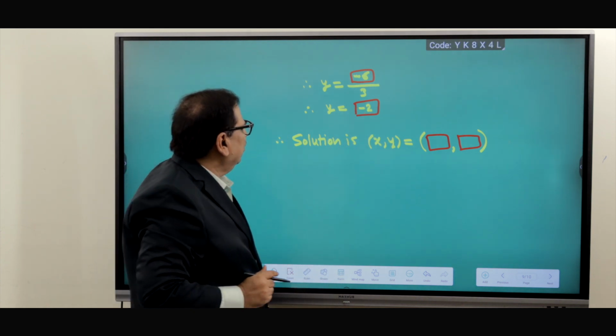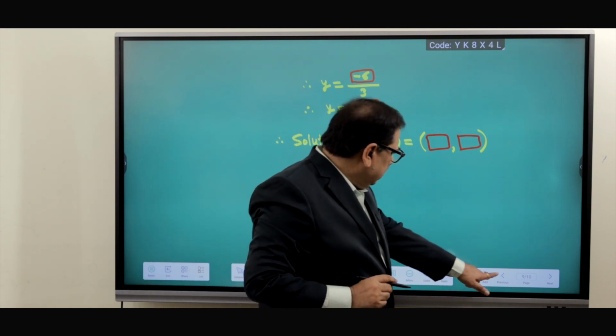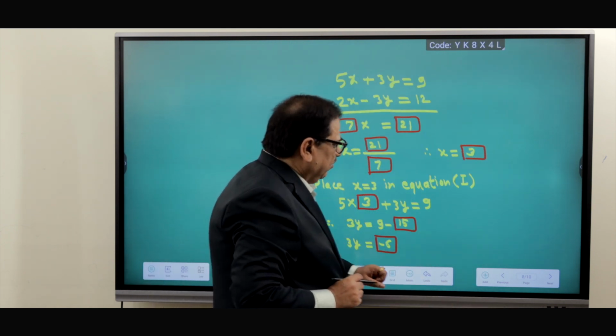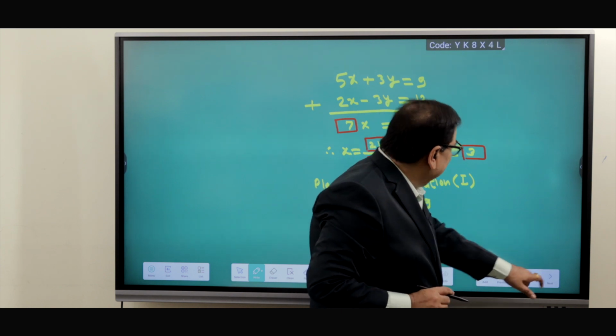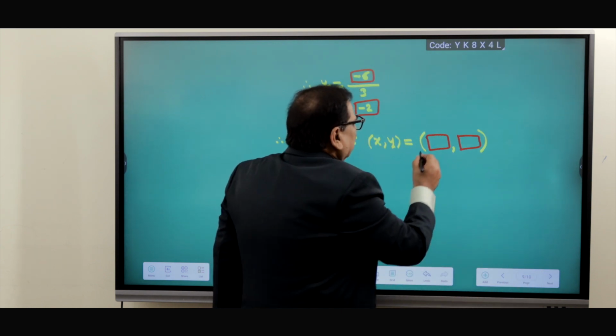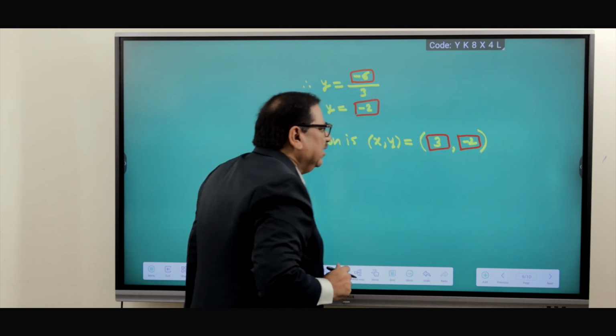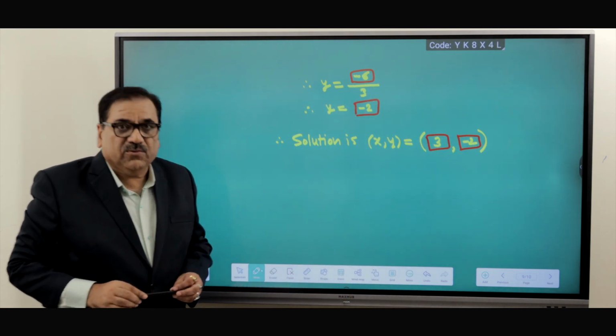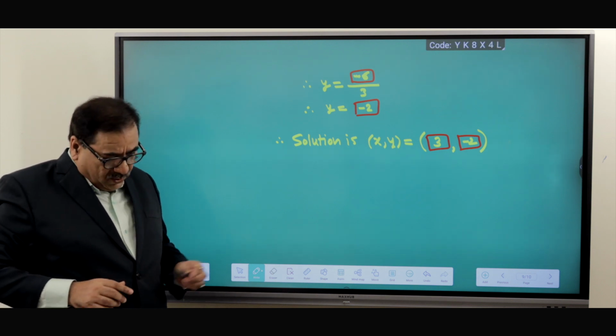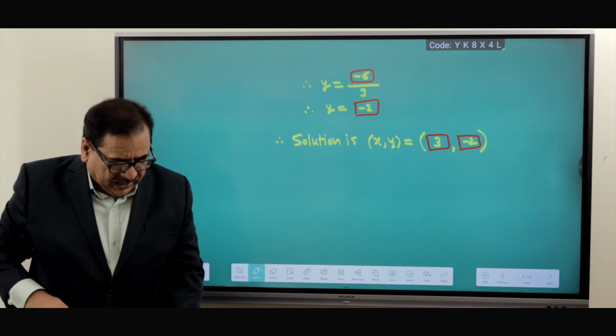And therefore the solution is: what was the value of x? The value of x was 3, and the value of y is minus 2. So 3 and minus 2 is the solution set, and we have to practice some more activities of this type.